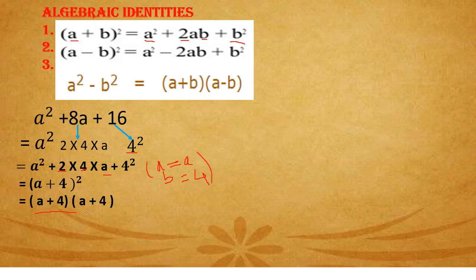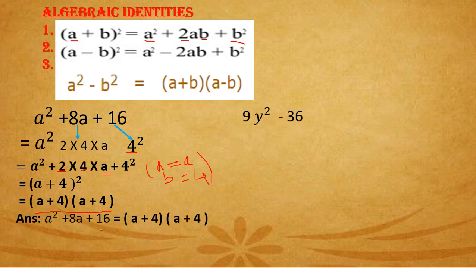Now this is the representation in the form of factors for the expression a square plus 8a plus 16. So we can say that a square plus 8a plus 16 is nothing but (a plus 4) into (a plus 4). When we multiply the right hand side, (a plus 4) into (a plus 4), we get a square plus 8a plus 16.